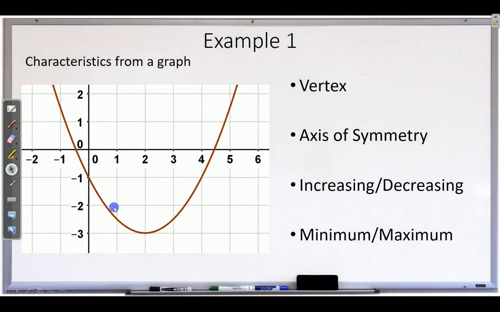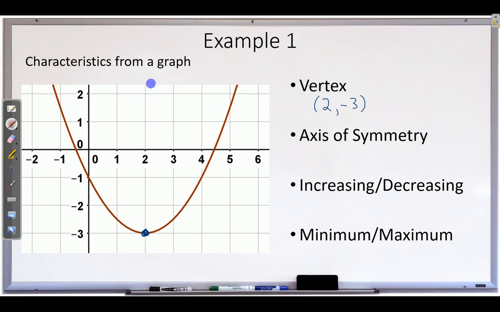And so first we're going to do it from a graph. Probably the easier way because you can see almost all of these characteristics. Most of this should be pretty easy, but we just need a little bit of review. So the vertex is right here. The vertex is at the point (2, -3), and so we just want to identify that, (2, -3). There's our vertex.